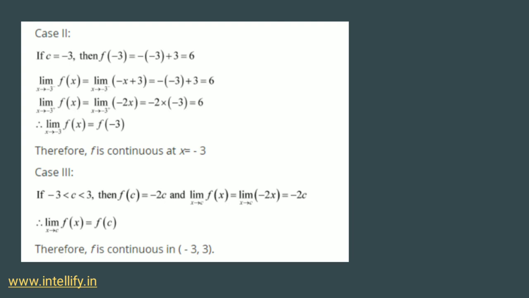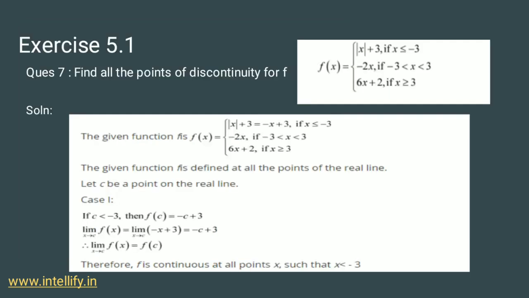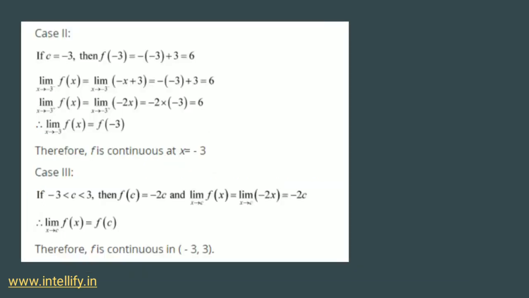Now case 3 when c lies between minus 3 and 3. So we can see from here that when x lies between minus 3 and 3, the function is minus 2x. So accordingly, f of c would be minus 2c, and the limit of the function is equal to limit x tending to c of minus 2x, which is equal to minus 2c. Therefore the limit is equal to the value of the function. Therefore f is continuous in the open interval minus 3 and 3.